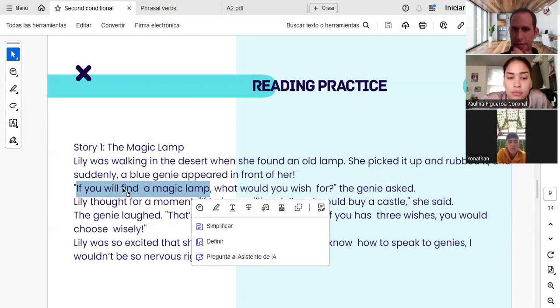If you will is not correct. Yes, that's right, but there's something else. You need to drop something or to delete something here. Okay. So if you found a magic lamp, what would you wish for? Okay, well done, Jonathan. It's not easy. Well done.